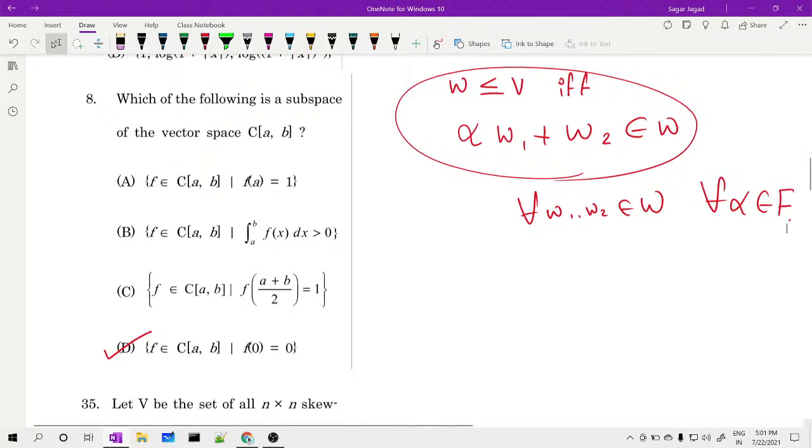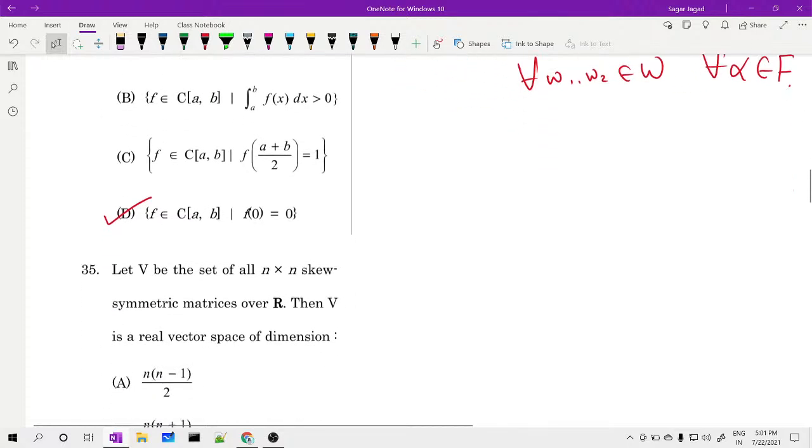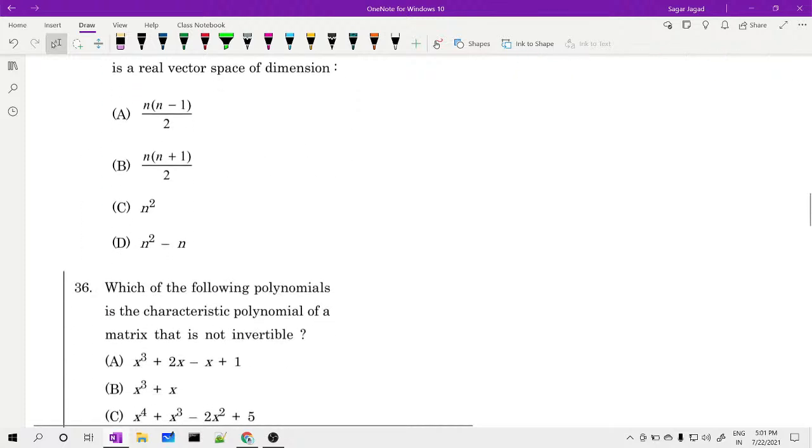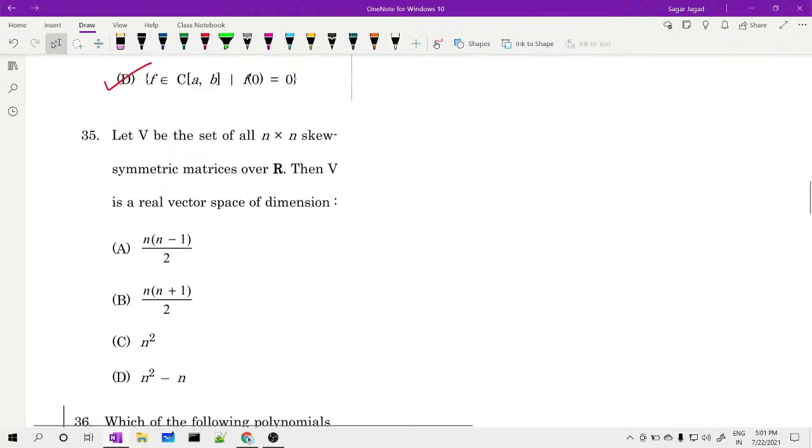As I always see, the MH set has a simple set of questions, but there should be some different strategy to be applied to clear it. I think slowly I'm going to understand what the strategy is, right? Okay, so let V be an n cross n skew symmetric matrix over R. That is also important. Then V is a real vector space of dimension. We are just supposed to find the dimension of this V.